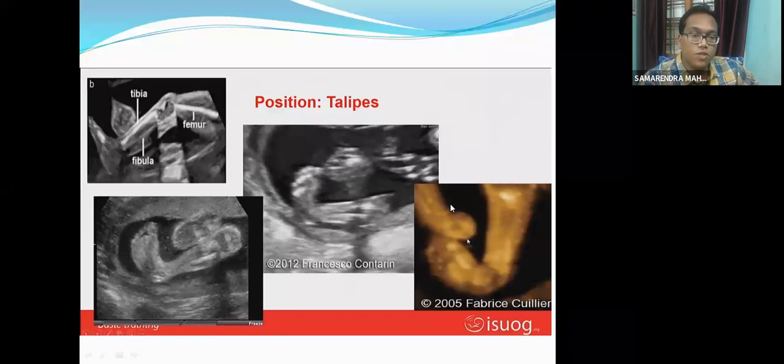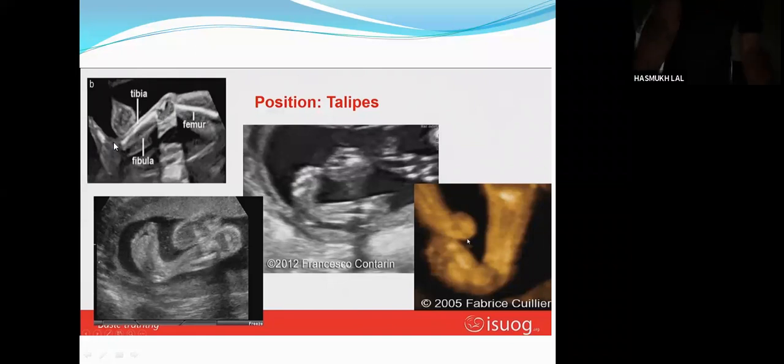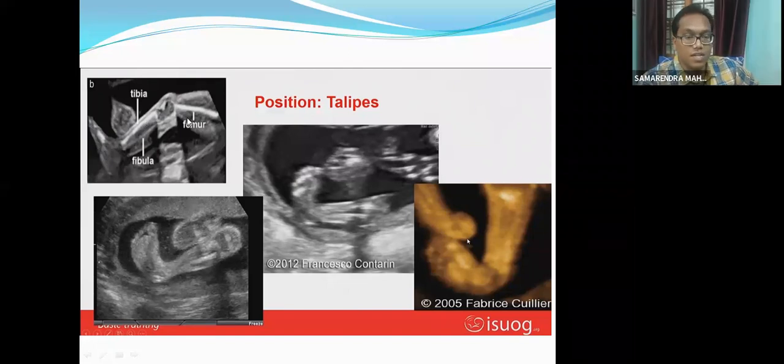Now coming to the position. In position, we should look for the position of each segment in relation to the other proximal segment, and position in relation to the other body part. So the left upper image showing a normal lower limb image where the femur, tibia, fibula are present in a slightly flexed condition, and the foot is at 90 degrees in normal orientation to the lower leg.